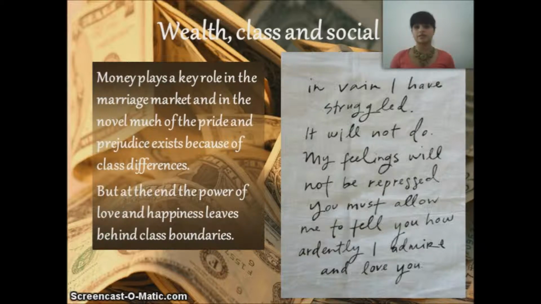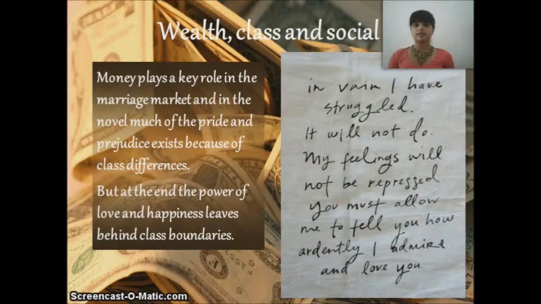In fact, Darcy cannot bring himself to love Elizabeth, or at least to admit his love for her even in his own heart, because of his pride. His first proposal clearly reflects this attitude. In fact, he says that he has hardly struggled to repress his feelings.